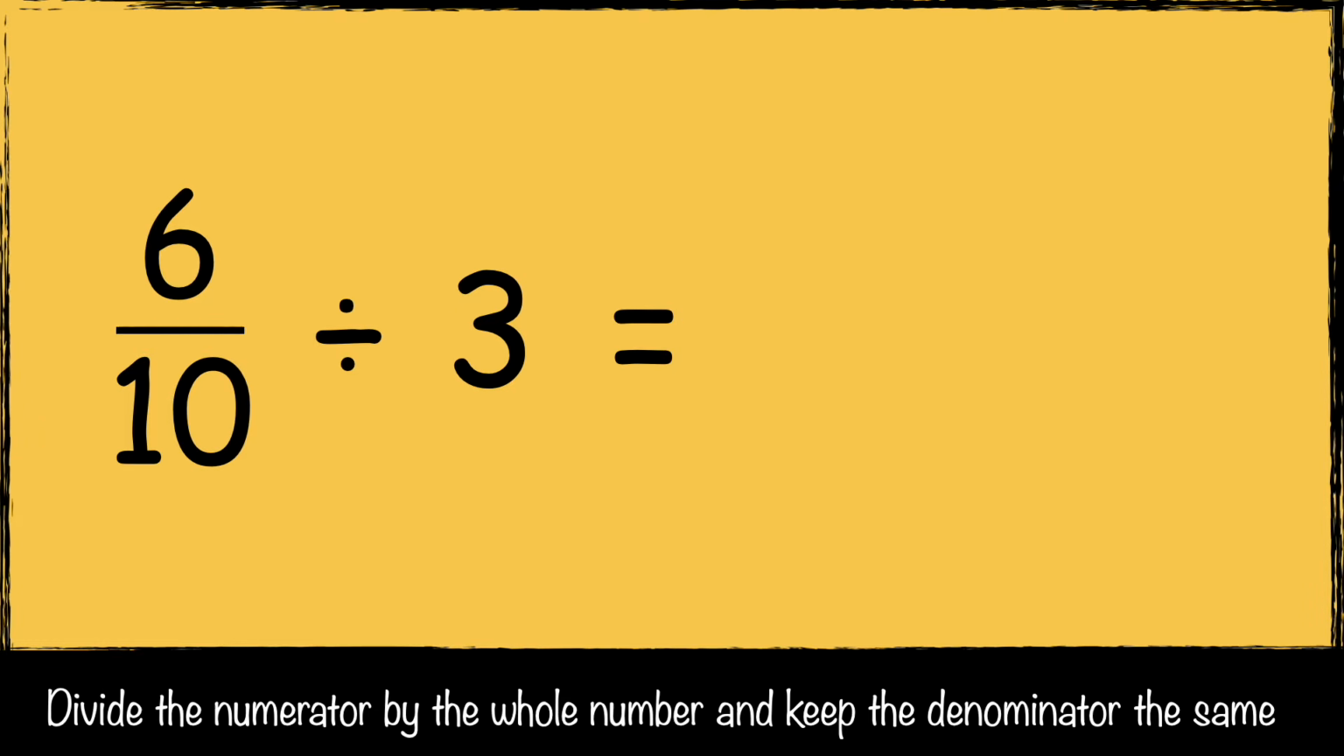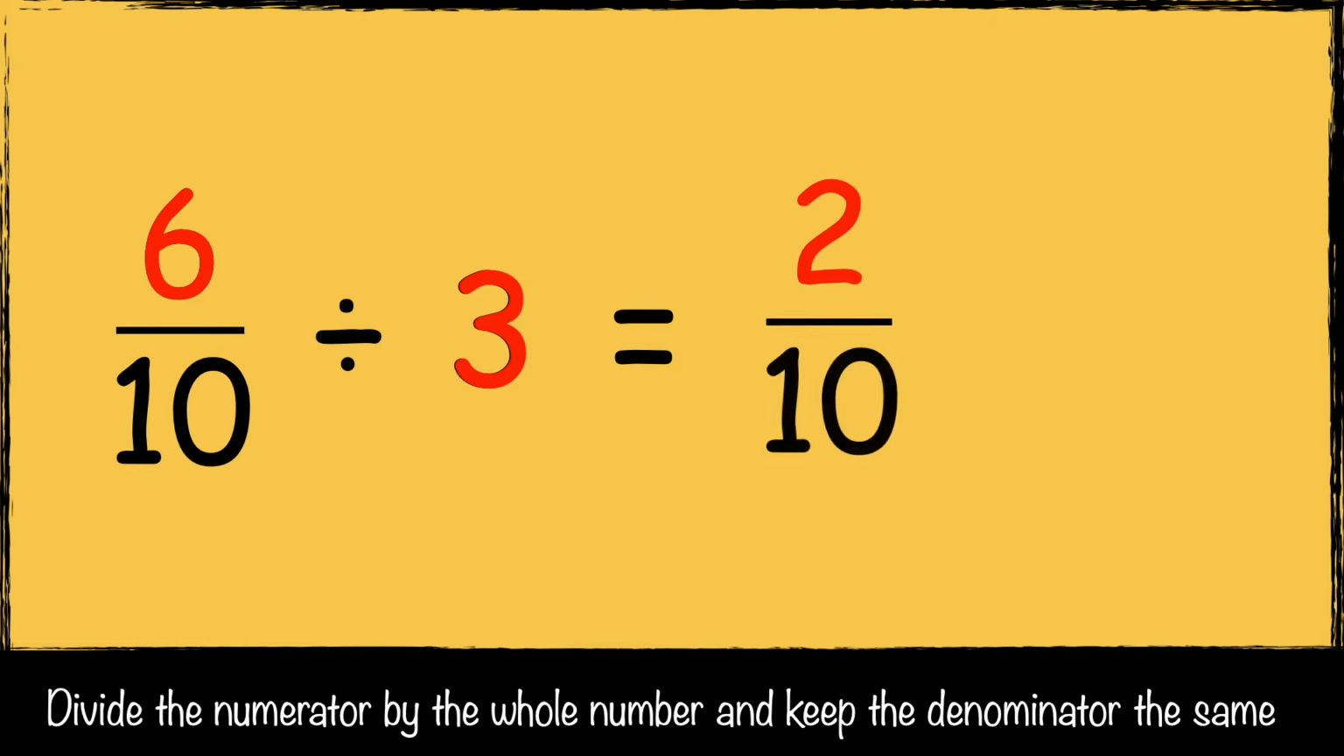So we have 6/10 divided by 3. So the numerator, 6, divided by 3, equals 2. The denominator stays the same, so we have 2/10. We can go one step further here and use our knowledge of simplifying to get 1/5.